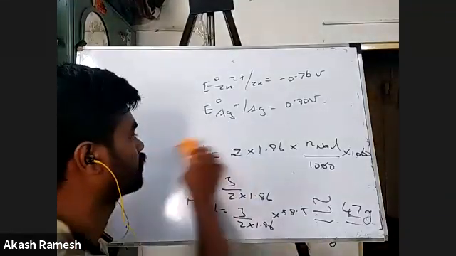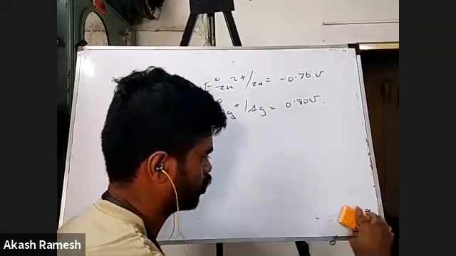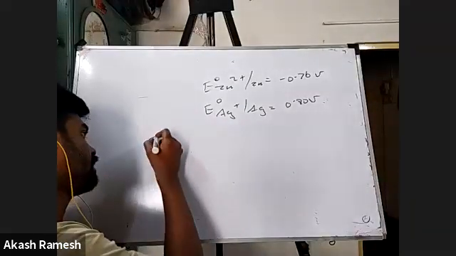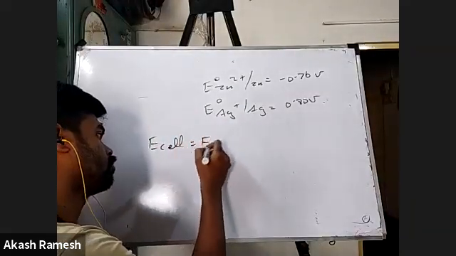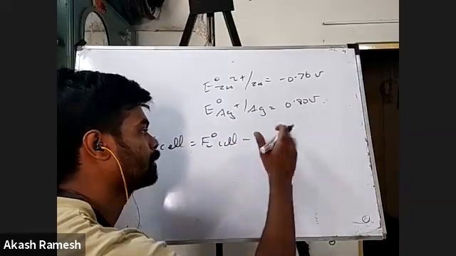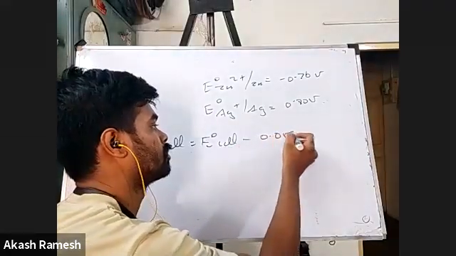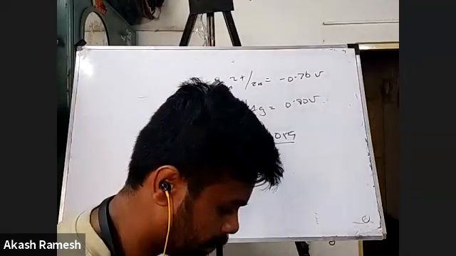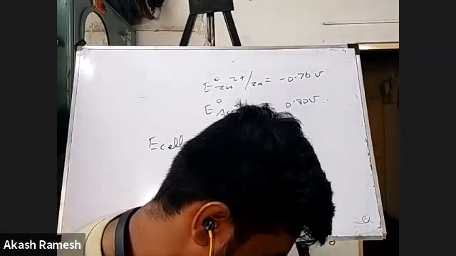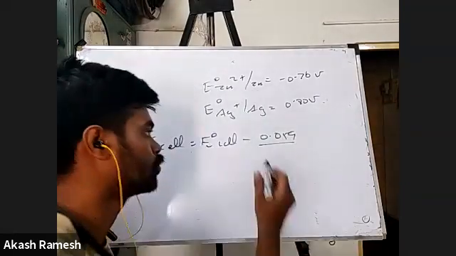So we'll have to go for the Nernst equation, isn't it? E cell is equal to E naught cell minus 2.303 RT by nF. The temperature is not given, so we can use 25 degrees Celsius, so it is 0.059 divided by n. And what are the elements used here? Silver, zinc, and silver. So n is 2.